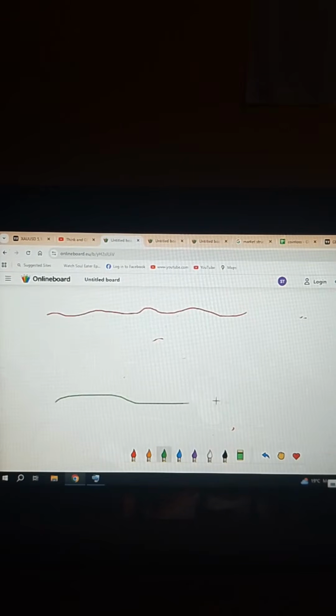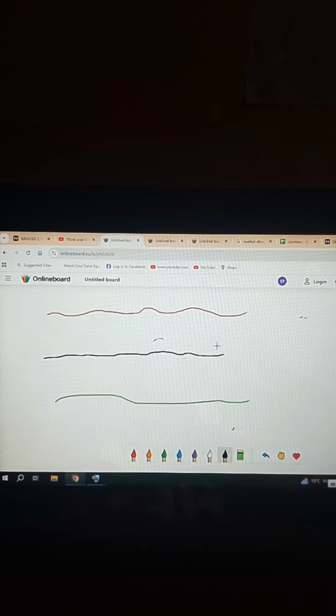Then in the middle, we have a middle line, moving down in the middle here, like this. What is this middle line? So this middle line is called the 20 EMA. Guys, I want you to understand this. It's called a 20 EMA.